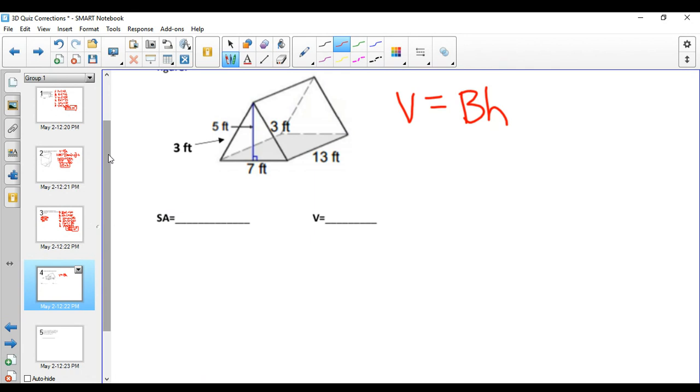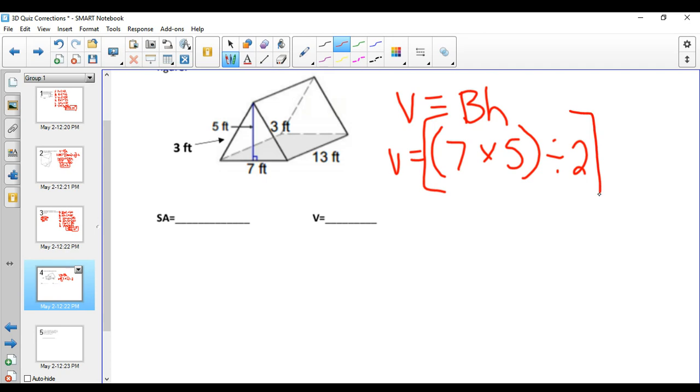So for the area of the base, we're going to do 7 times 5 divided by 2, which we already have that answer from the previous problem finding surface area. So 7 times 5 is 35. Dividing by 2, we get 17.5. So I'm going to go ahead and put that answer here.